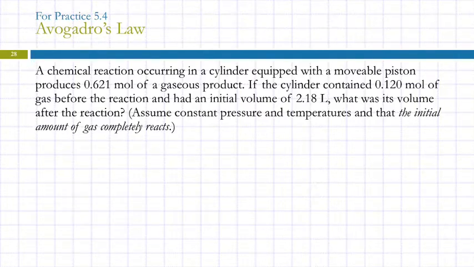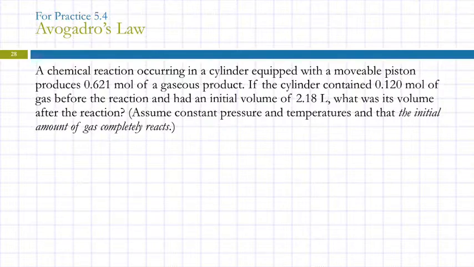So we can do problems like this one. A chemical reaction occurring in a cylinder equipped with a movable piston produces 0.621 moles of a gaseous product. If the cylinder contained 0.120 moles of gas before the reaction and had an initial volume of 2.18 liters, what was its volume after the reaction? Assume constant pressure and temperature and that the initial amount of gas completely reacts.